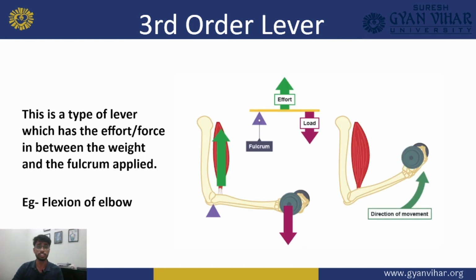Now moving on to the third order lever. This is the type of lever which has the effort or force applied in between the weight and the fulcrum. So there is a fulcrum and there is a load.